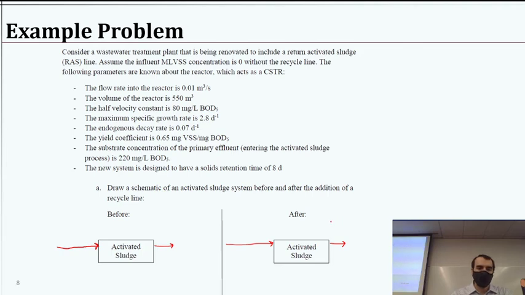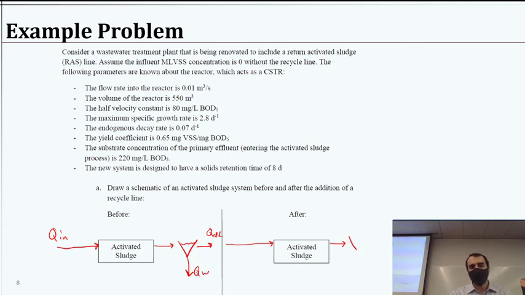So at minimum, we have an input and an output of this activated sludge basin. So before adding a recycle system, we would expect for this case to have the basin, and then we're going to need a clarifier to settle out the bacteria that we grew, and we would discharge that waste. So if we're going to draw it, we could draw it this way, where we have a Q in, a Q effluent, and some Q waste.